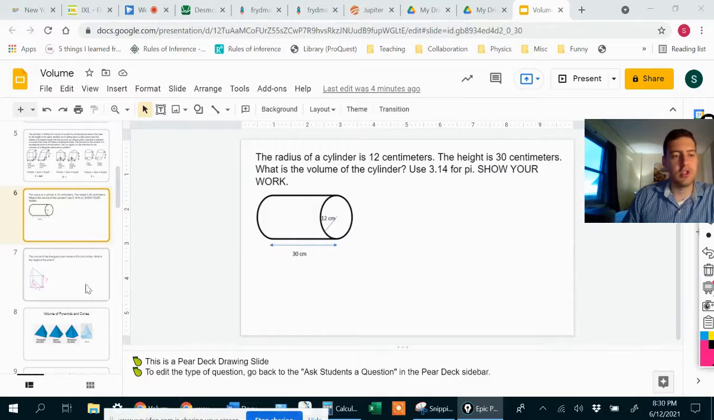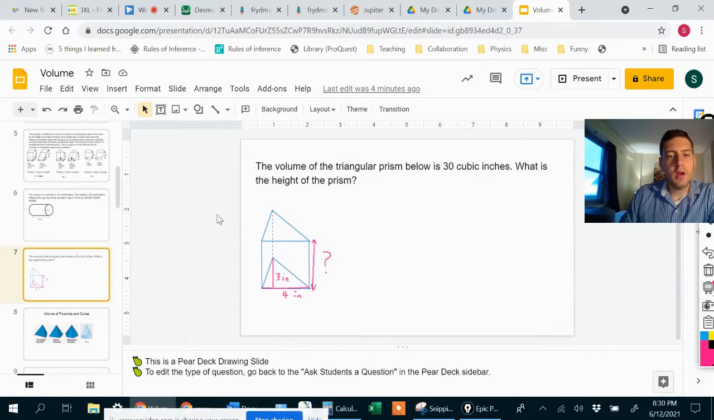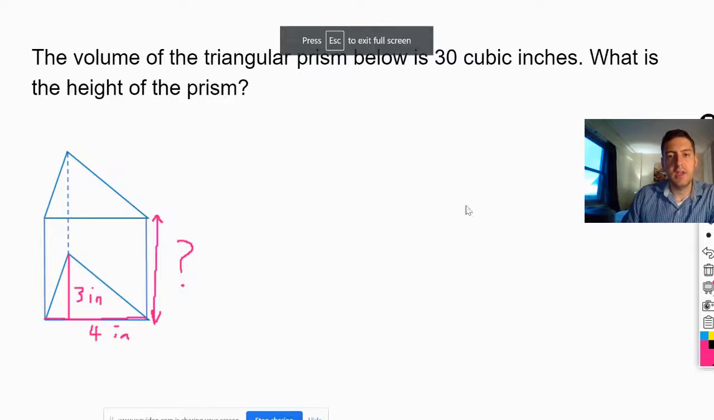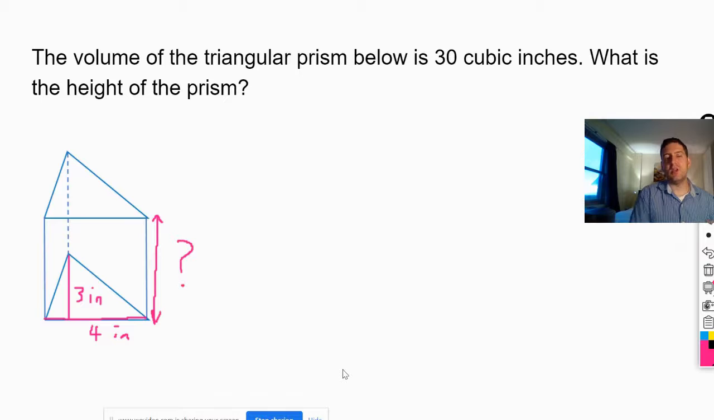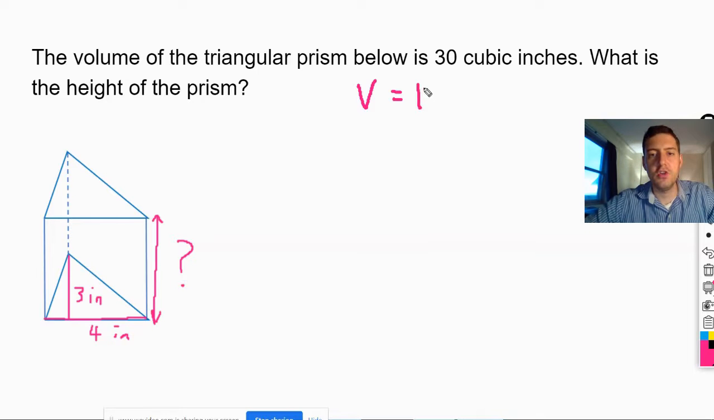Let's look at the next question. The volume of the triangular prism below is 30 cubic inches. What is the height of the prism? This time we're told what the volume is. We have to figure out something else. But let's first just write the formula for the volume of a triangular prism. Remember, volume is always base times height. You don't have to memorize every single formula for each of the different types of prisms. You just have to remember that volume is equal to base times height.